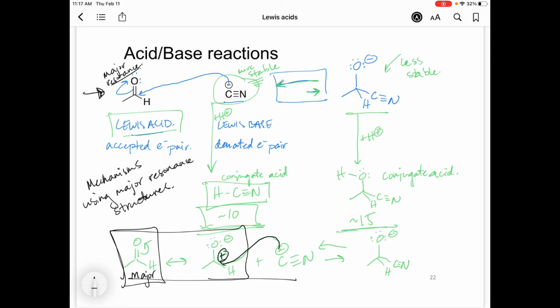I show you this on the bottom to show you why this carbonyl can react in the way that I've shown it.